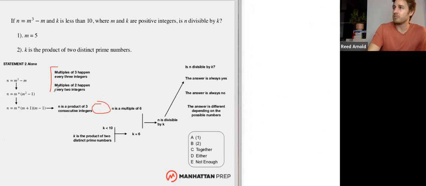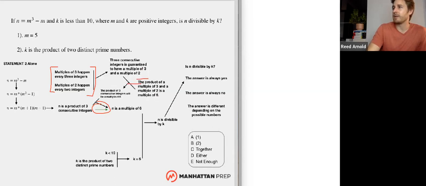And this is just some quantitative facts. Multiples of 3 happen every 3. Multiples of 2 happen every 2. So in 3 consecutive integers, I'm guaranteed to have a multiple of 3 and a multiple of 2. And if you have the product of 3 consecutive integers, you have a multiple of 3 and a multiple of 2. That's a multiple of 6. But as you study that and practice it, you end up back at, okay, yeah, but I can just jump right to n as a multiple of 6.